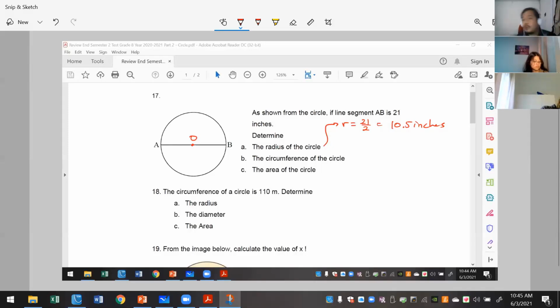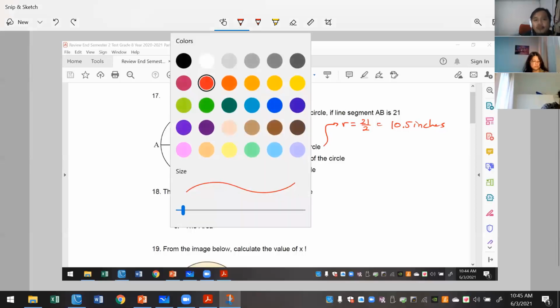The next one, the circumference of the circle. One of the reasons why I don't really like to change it into decimal for this kind of calculation is that if you want to multiply something and you can cancel, just cancel. That's one of the reasons why I prefer to use a fraction.